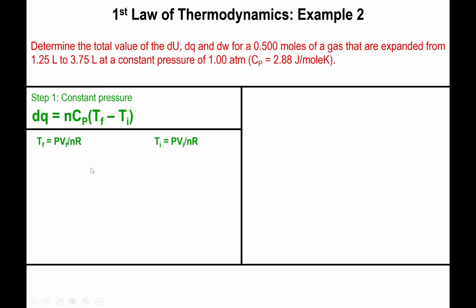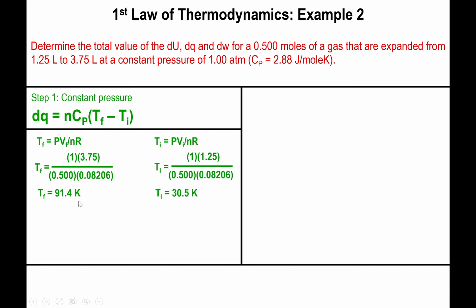So, for the final temperature, we have a pressure, which is constant at 1 atmosphere, a final volume of 3.75 liters, n is still 0.25 moles, and R is a constant, 0.08206. So using all those parameters, we'll cancel out everything except for Kelvin, the units of temperature. The same is done for the initial volume. The initial volume is 1.25. Everything else in the equation remains the same. 1 atmosphere, half a mole, 0.08206 atmosphere liter per mole Kelvin. So the volume is the only thing that changes.